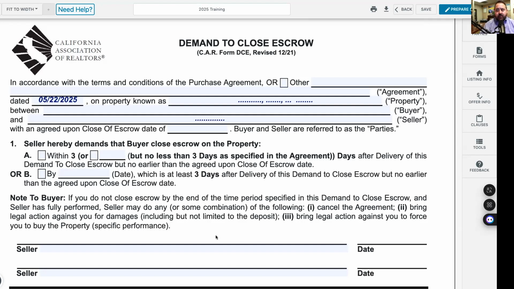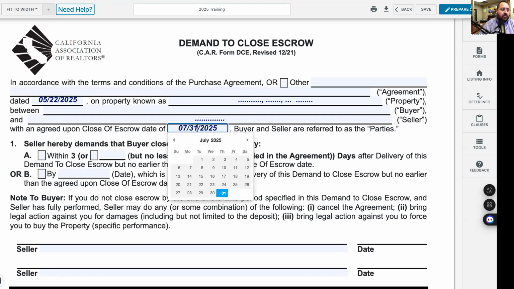You may cancel the agreement, just like the notice to perform. Same thing with the demand to close. The difference between the demand to close and the notice to perform is that it is a 3-day demand, not 2. In accordance with the terms and conditions of the purchase agreement or any amendments this is attached to, you put the date, the property address, the buyer's names, the seller's names, and the agreed upon close of escrow date. So they're asking for a date.